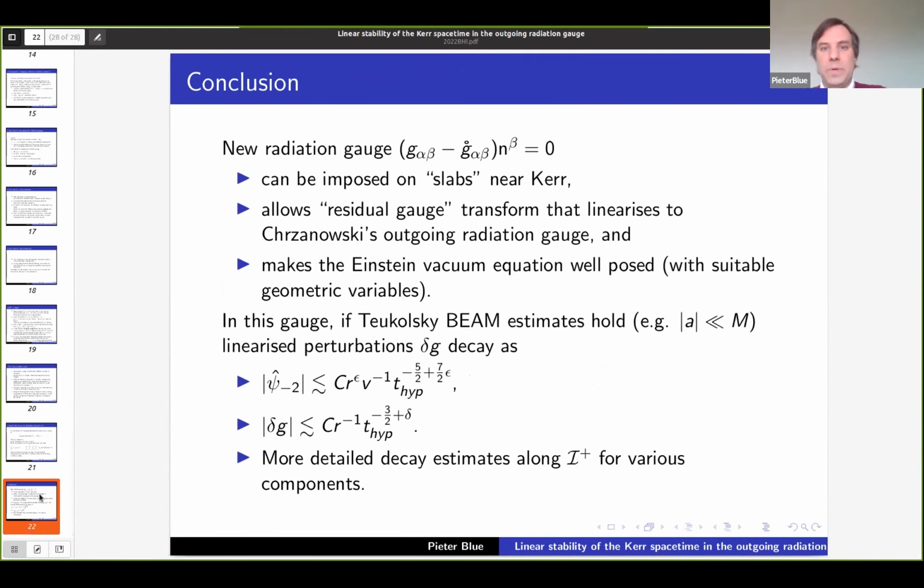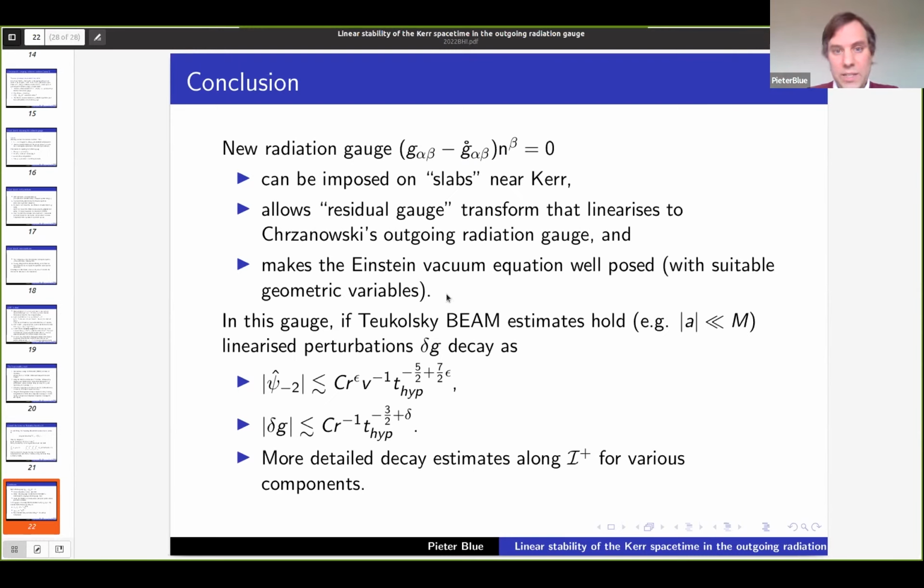All right, so that brings me to the conclusion. We introduced this new radiation gauge, where the difference of the foreground and background contracted on the principal null vector is equal to 0. This gauge can be imposed. If you wanted to, you could use the residual gauge transformation to get it so that it linearizes to the full 5 conditions of Chrzanowski, and with the right choice of frame, this becomes a well-posed system. So that makes it a nice choice of gauge.